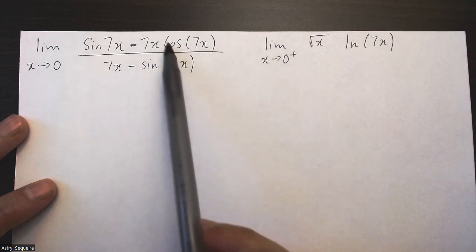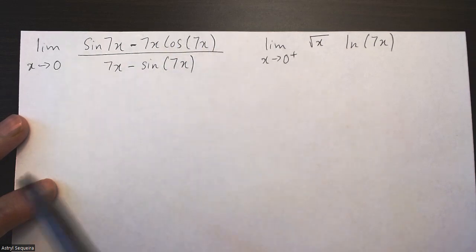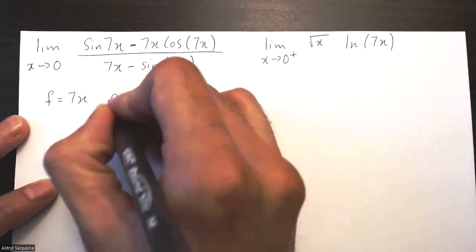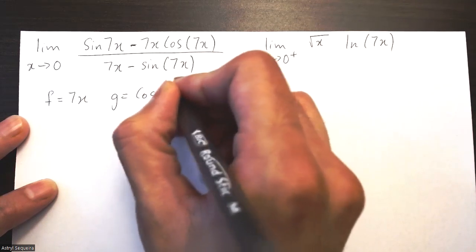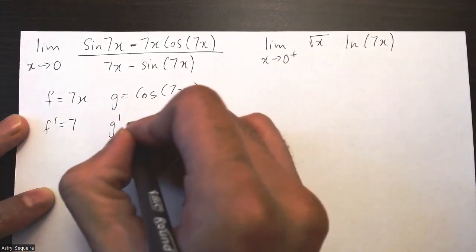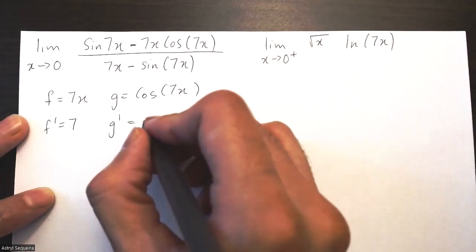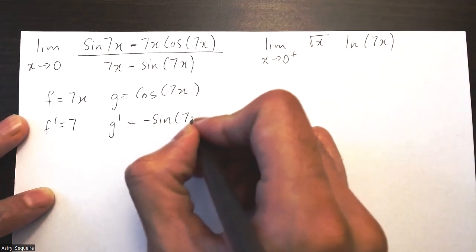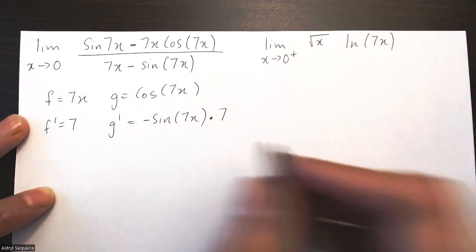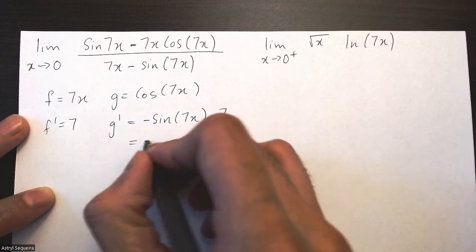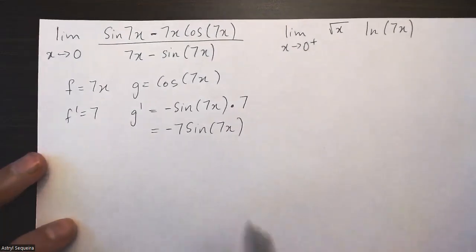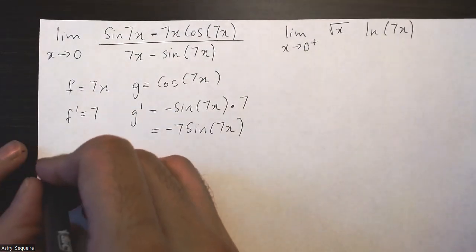If I want to derive the top, I know this is a product rule right here, so I'm going to start with that. Product rule, f equals 7x and g equals cos 7x. F prime is just 7, and g prime is the derivative of cos, which is negative sine 7x, but with the chain rule, multiply by the derivative of the inside, which is 7. This is just negative 7 sine 7x.